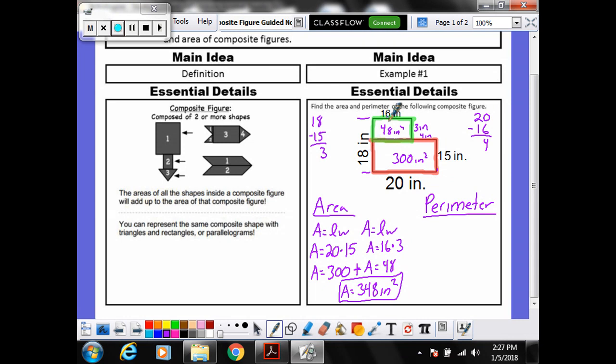I have the 18, the 16, the 3, the 4, 15, and 20. So I have 1, 2, 3, 4, 5, 6 sides. I have 6 numbers to use. We know we're good then.